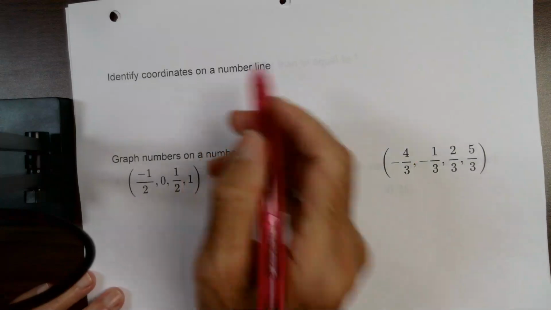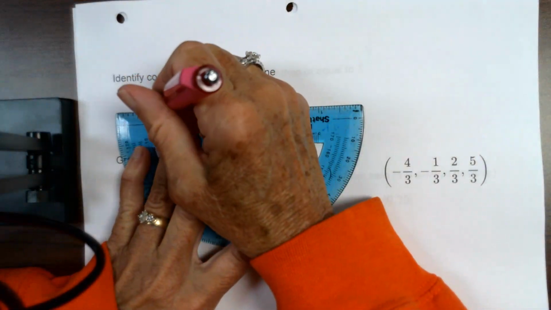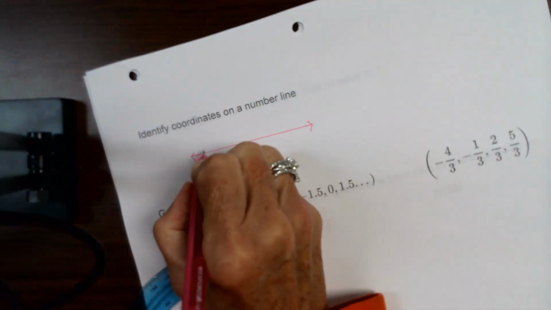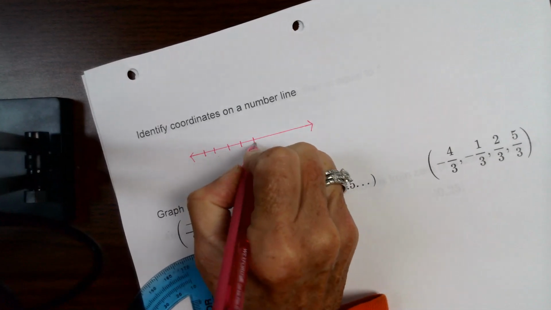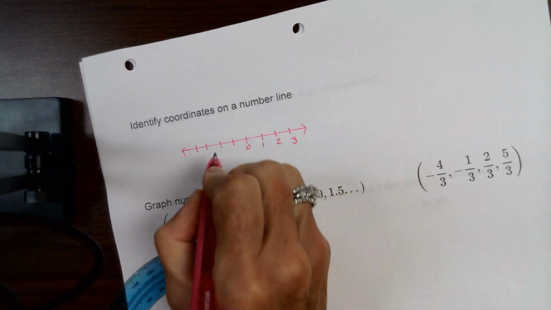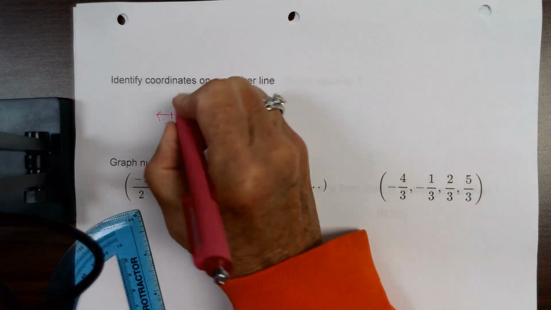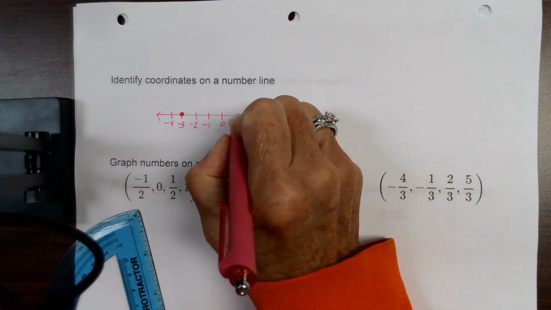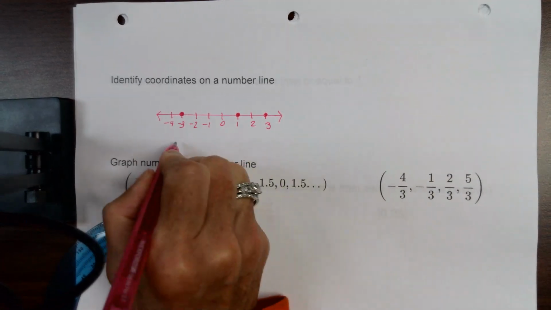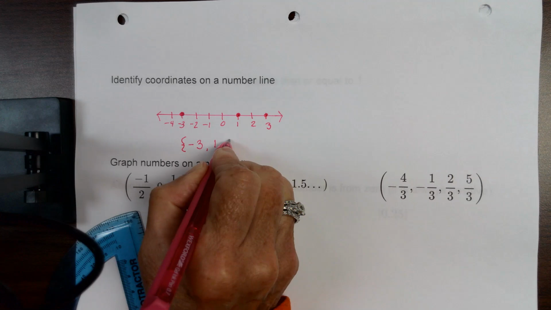So if I need to identify points on a number line, that means they're going to give me a number line. Let's say they've got that, okay? Then that means that the points on this number line are -3, 1, and +3.